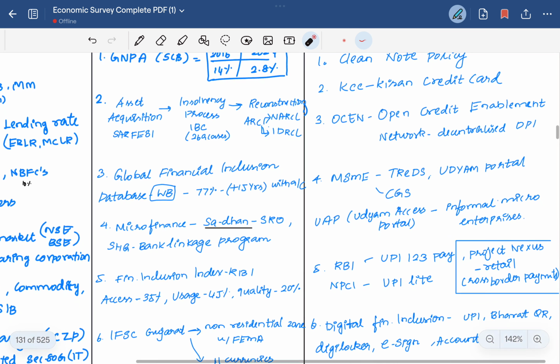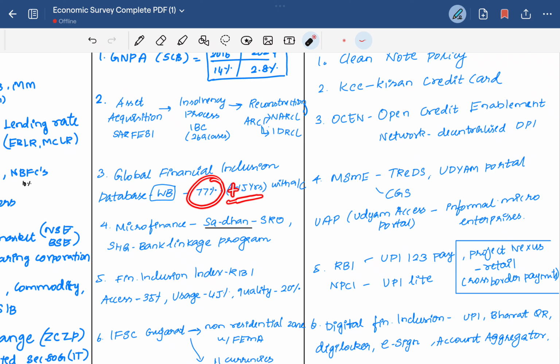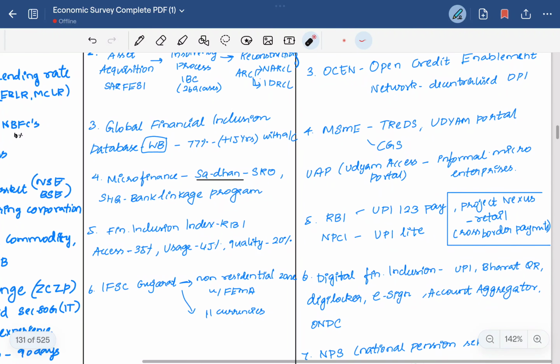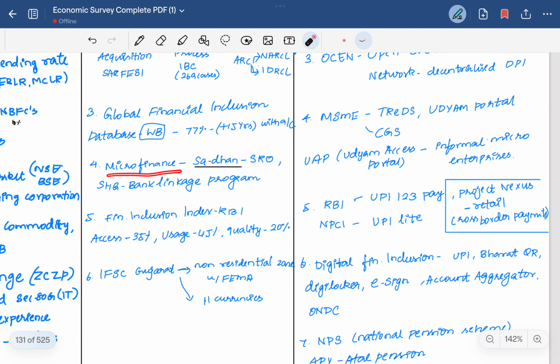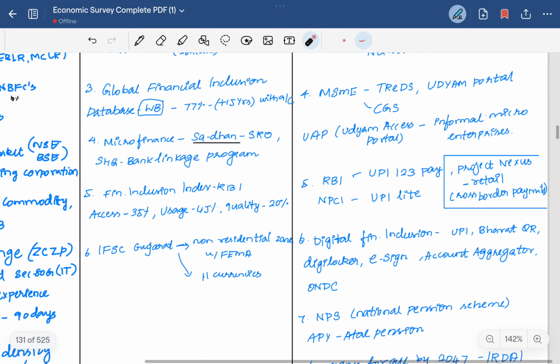Then the Global Financial Inclusion Database released by the World Bank says that in India around 77% of the adults, that is, greater than 15 years, have accounts. These are some of the financial inclusion measures which can be quoted in the intro or conclusion of the answers. Then the microfinance part: Sa-Dhan is a portal created as a self-regulatory organization for the microfinance institutions, and the SHG, self-help groups and bank linkages program are also carried out.